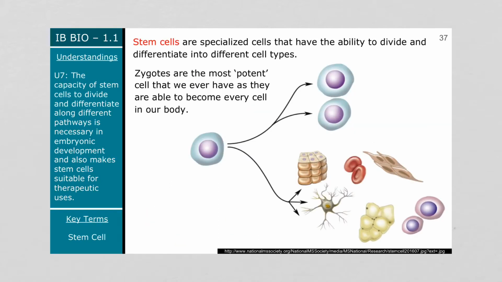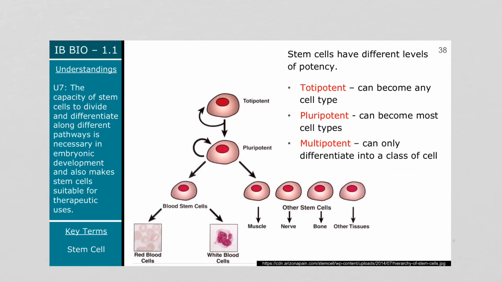Stem cells then are cells that are not yet fully differentiated. Zygotes, of course, are the most potent, meaning they have the most potential of any stem cell because there's been no division or differentiation at all. So it is really the epitome of a blank canvas when it comes to cell types. But a zygote isn't the only way that stem cells can be harvested. There are other types of stem cells, and they fall into these categories.